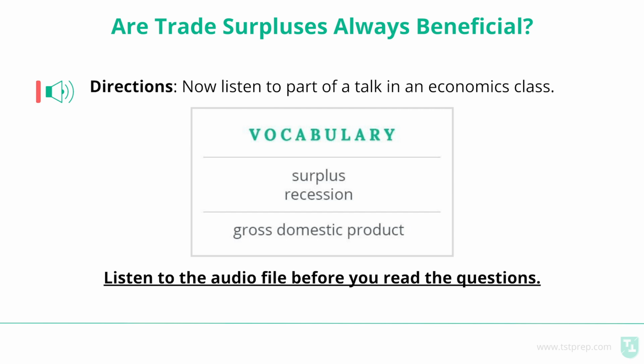But from a standpoint of economic growth, Japan's economy has been in and out of recession since 1990, with real gross domestic product growth averaging only about 1% per year, and an unemployment rate that has been creeping higher. Clearly, a trade surplus is no guarantee of economic good health.